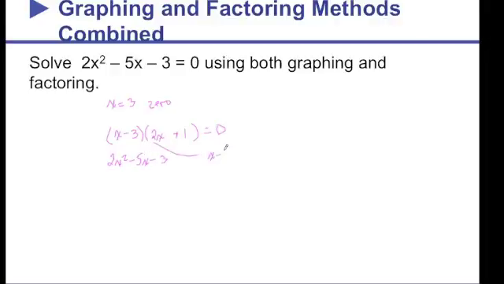So we know that x minus 3 equals 0, or x equals 3. We already knew we had that factor. And 2x plus 1 equals 0. 2x equals negative 1. X would equal negative 1/2. That is our other solution to this equation.